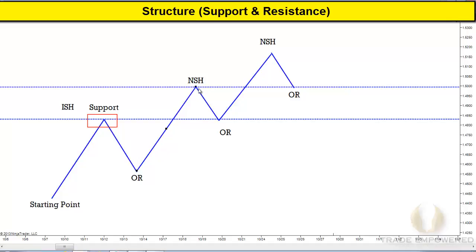So after this new structure high is created, as the market creates this outside return and comes back into our previous structure level, one of the neat things I like to say is look left, structure leaves clues. Structure is like a magnet. Price action seems to be gravitated towards it. Once you look left and you see this outside return come into this structure level, this is where we want to buy the market up in anticipation that this trend is going to continue and we can ride it up to the new structure high.